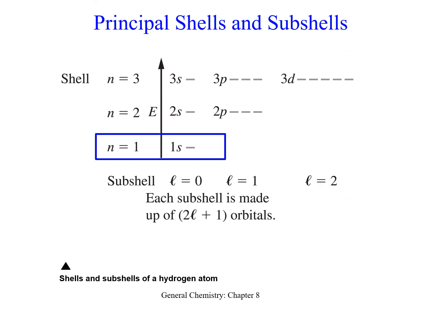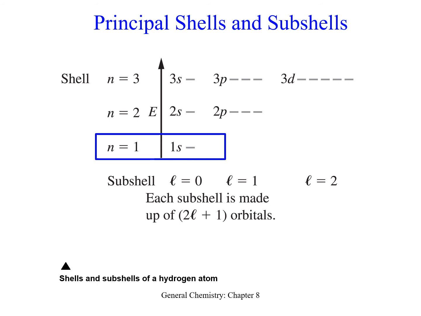Now looking at what subshells exist in each quantum shell, where n is equal to 1, only the s orbital exists. It's only 2 electrons, or up to 2 electrons. Hydrogen would be 1, and helium would be the second electron.